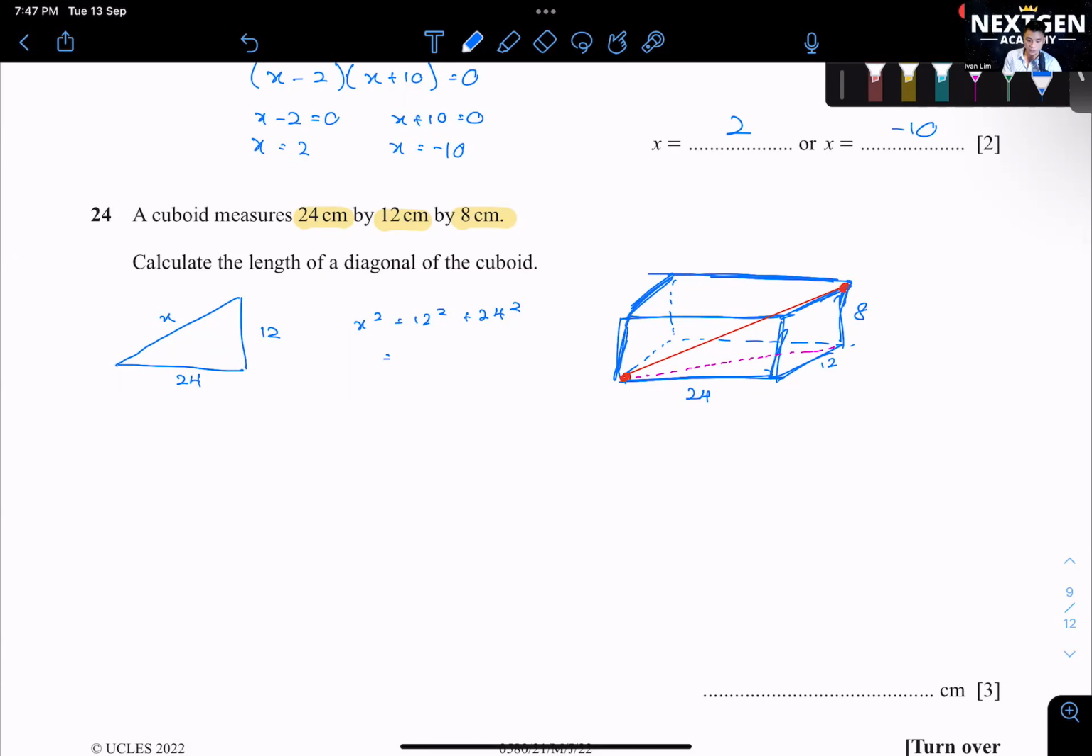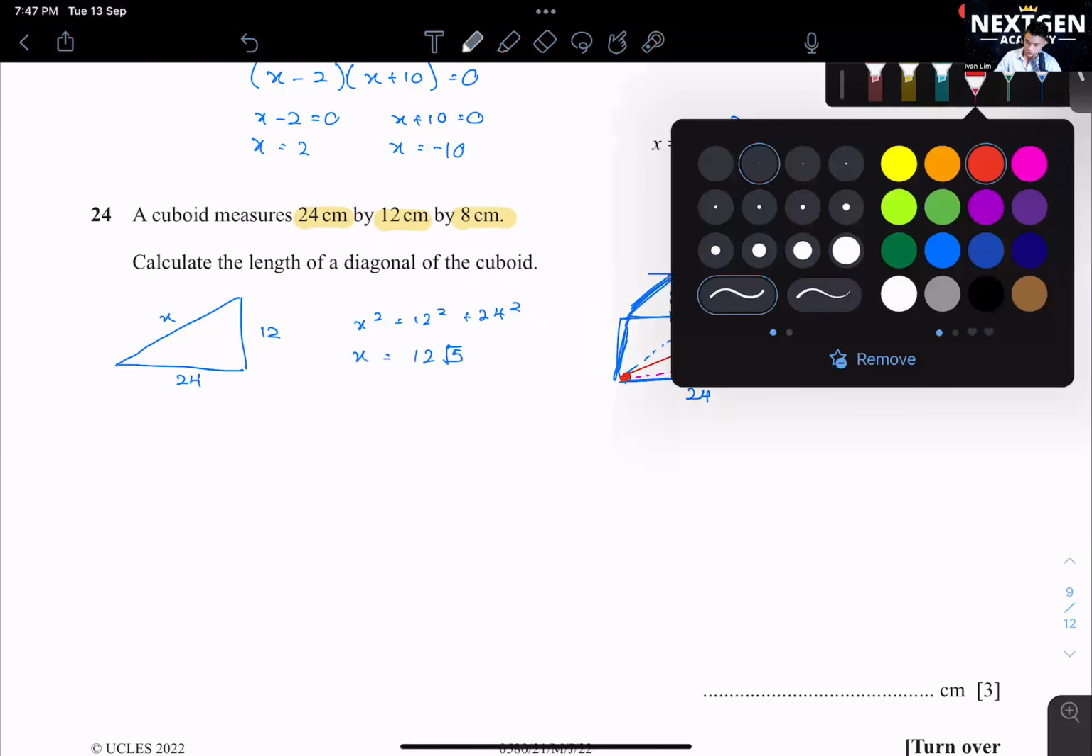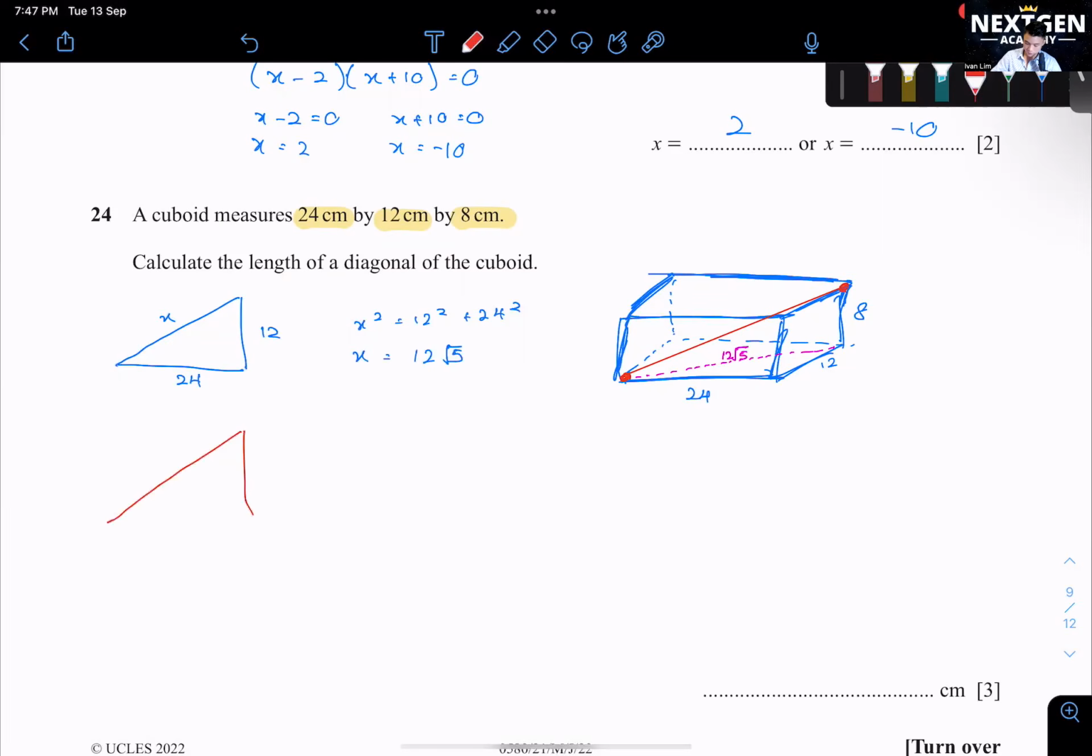Okay, I like to use the 570EX, it's nicer, because this one shows the irrational value. So I'll get 12 root 5. Okay, so at the bottom here, this is 12 root 5. Then the next thing I want to get is this red color triangle, the one that's standing up. This one I know is 12 root 5.